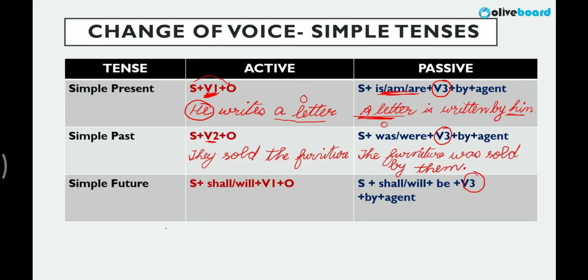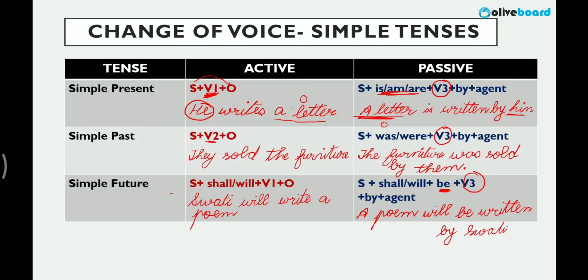Similarly, for future tense, simple future. Okay, let's begin. Swati will write a poem. Let us change it into passive voice. This is simple future: will and first form, as you all know. Now we have to change it into passive voice. So first thing, what will you write? A poem will be, where be is added in simple future. Write is there; you know the third form: written by Swati. Simple one.